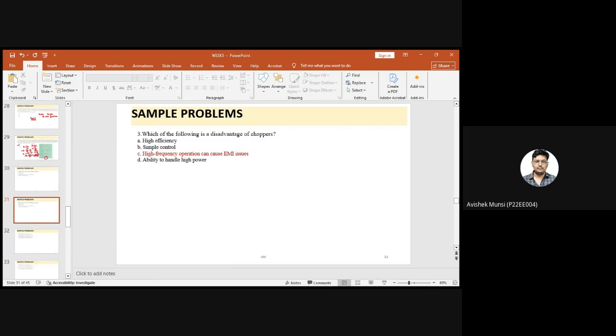So the disadvantage is that high frequency operation can cause EMI issues since it has an isolation transformer over there. It can produce EMI issues. So you have to add an EMI filter before the converter stage, and it has an isolation in between. Okay.